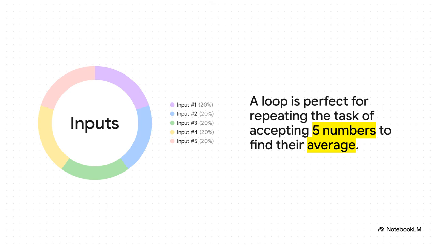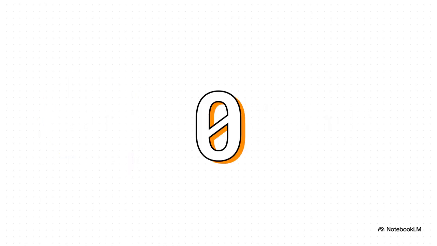To average these 5 numbers, the main task, getting a number and adding it to a running total, is exactly the same for all 5 inputs. This is the perfect job for a loop. To build that loop, the first thing we need is a counter. So we'll just create a little variable, we'll call it count, and we'll start it at 1.